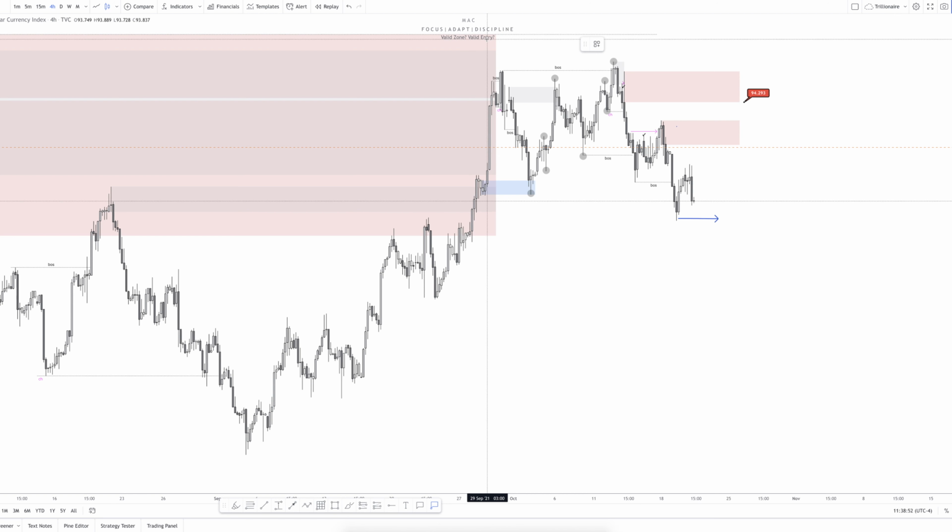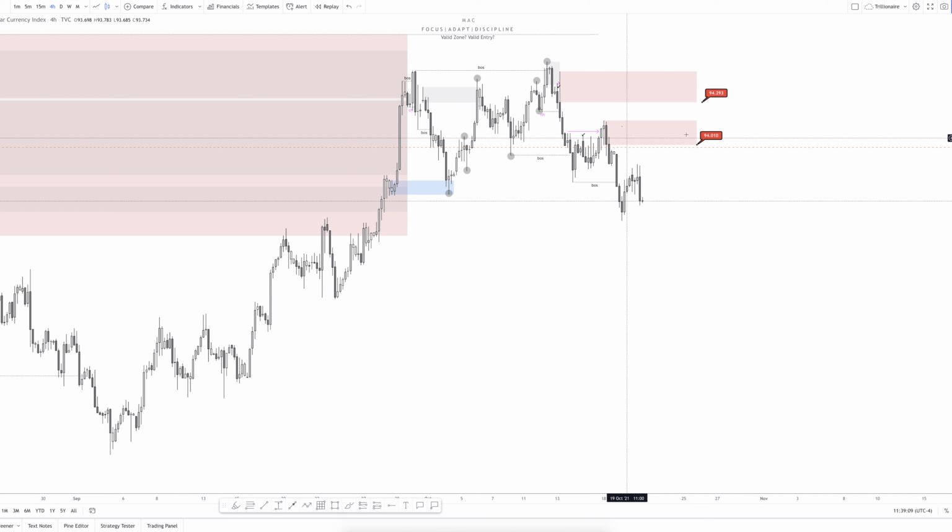So we have one opportunity around 94,293, and then our most recent opportunity that I was looking for price to trade back to this morning was 94,010. So we have 2 fantastic points of interest, and I will be looking for sell opportunities within these areas.